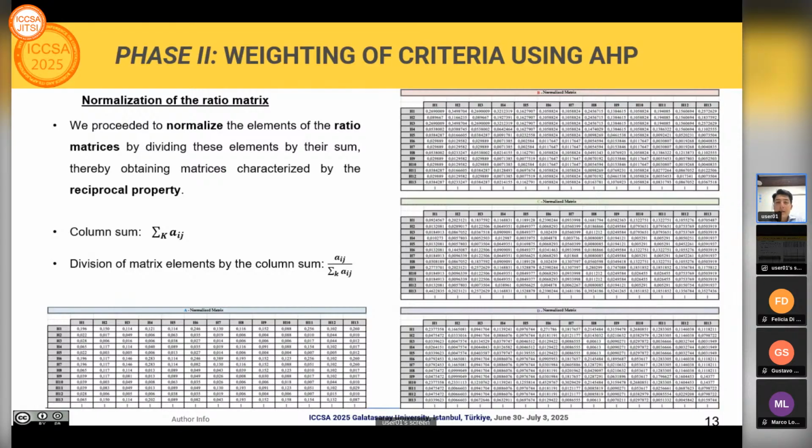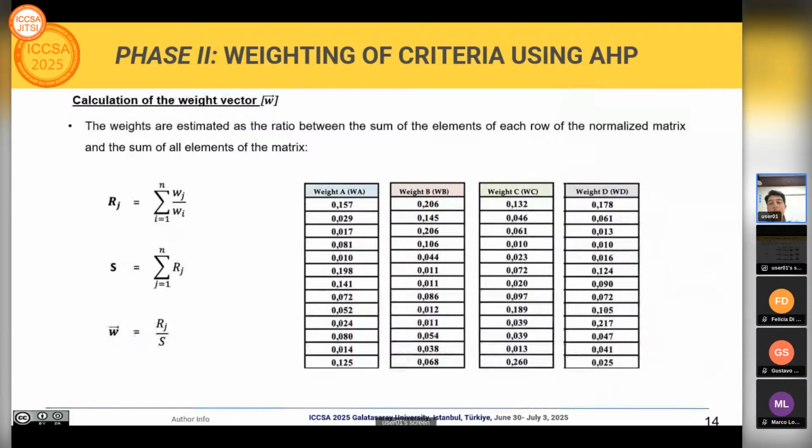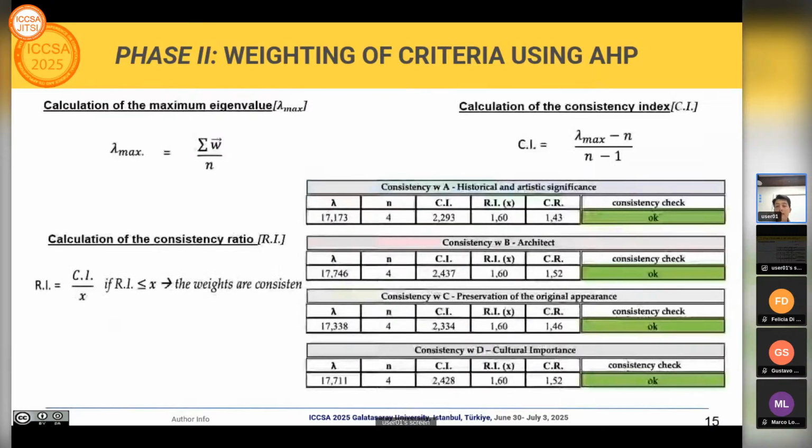Reciprocal property. Subsequently, the weight of each individual criterion was calculated for each of the 13 historic hotels. Finally, we proceeded to verify the quality of the weights, in terms of measuring the consistency of the ratio matrices, and quality is calculated through the consistency ratio. And in this case, all 4 criteria passed the consistency check.